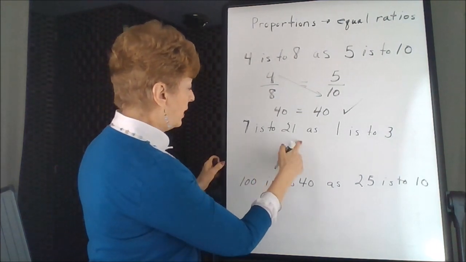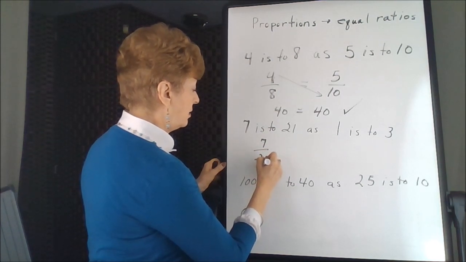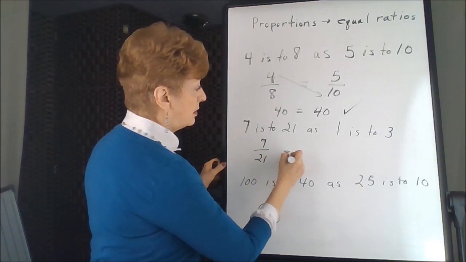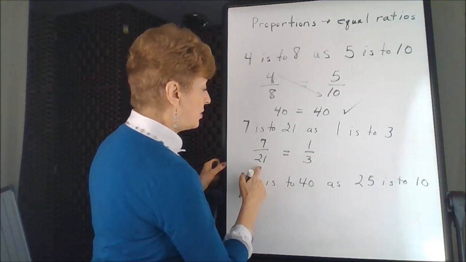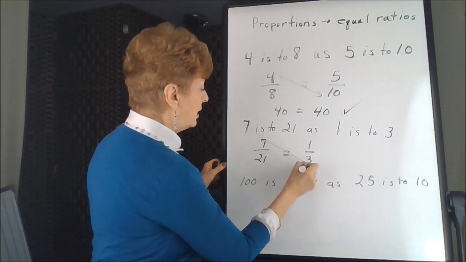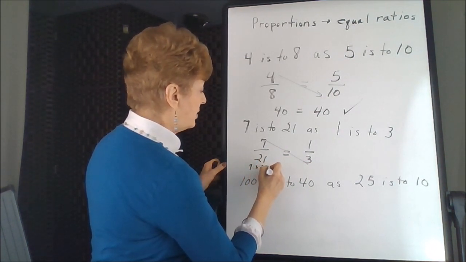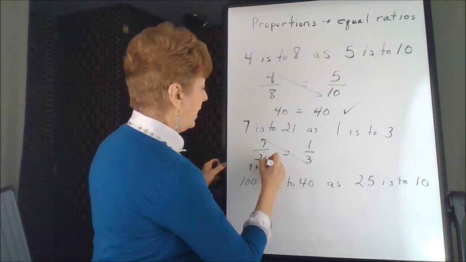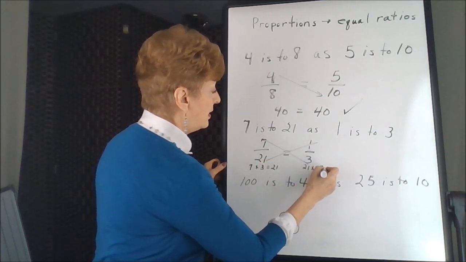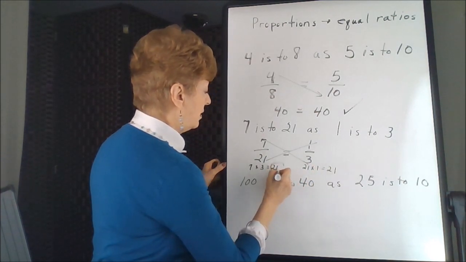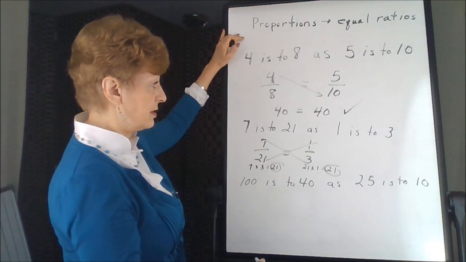7 is to 21. We're going to express that as a fraction. Equals 1 is to 3. So what we're really saying here is 7 times 3 is equal to 21, and 21 times 1 is equal to 21. They are equal. Those are proportions.